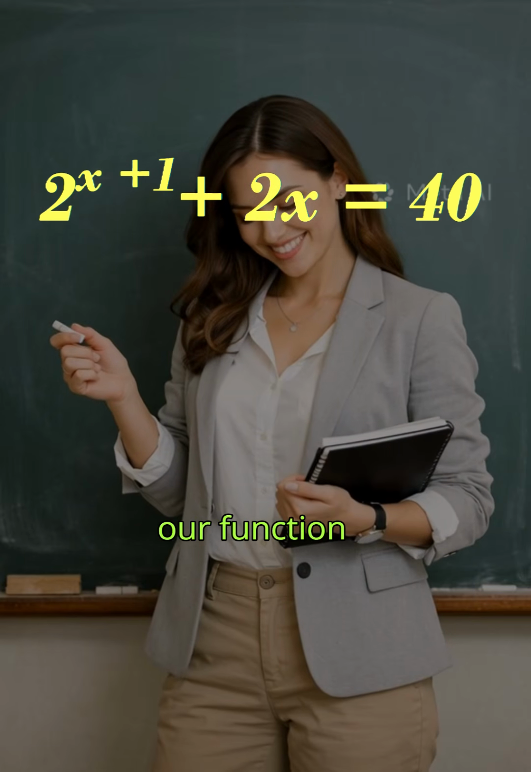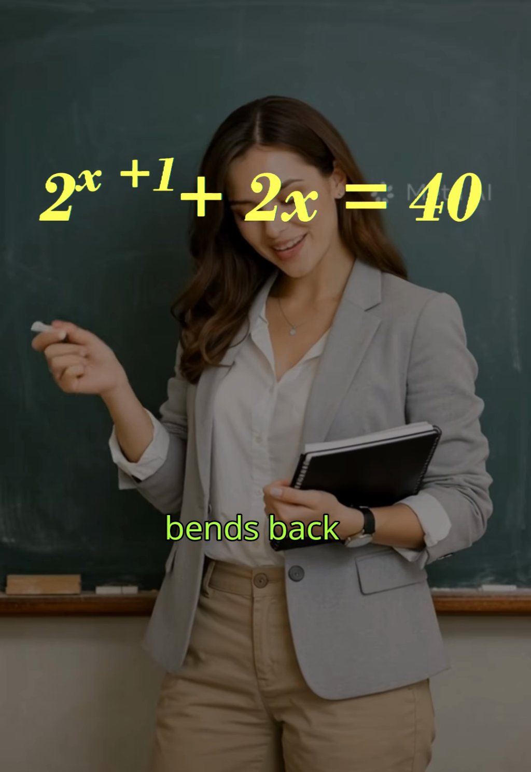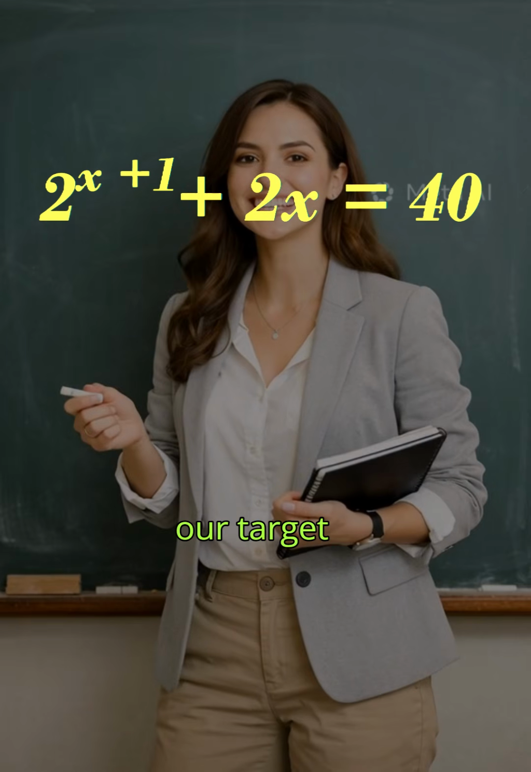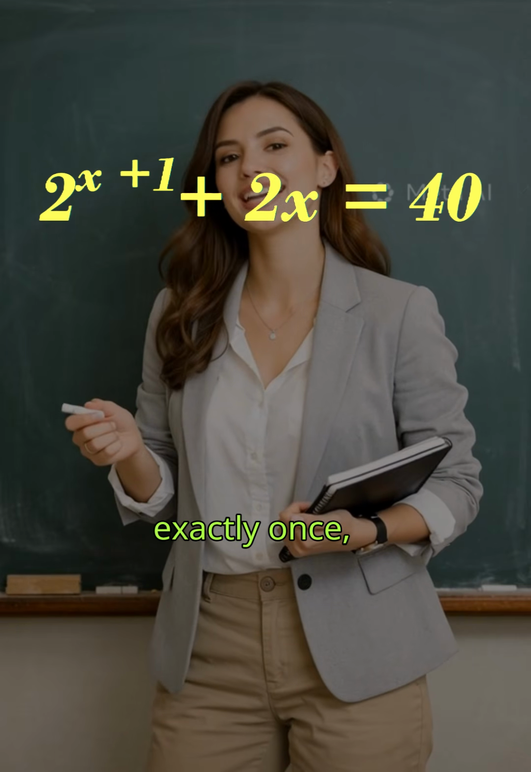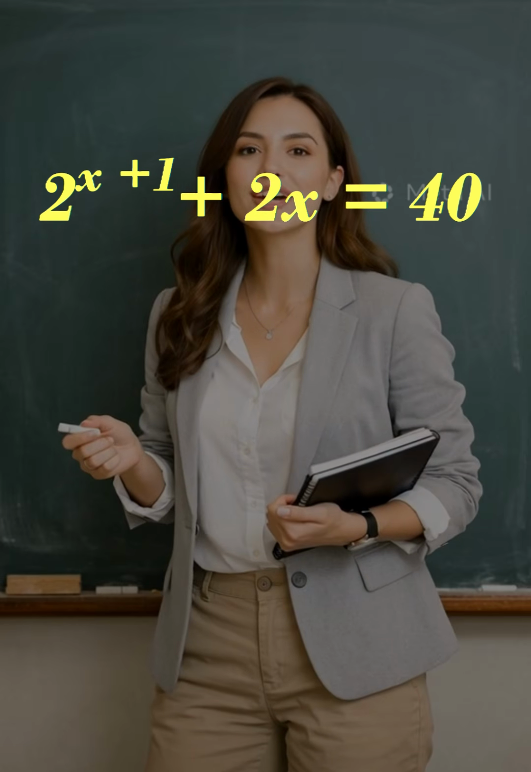This reveals that our function is strictly increasing. It climbs upwards indefinitely and never bends back down. Because it is strictly monotonic, it can only cross our target value of 40 exactly once, proving beyond a doubt that 4 is the unique real root.